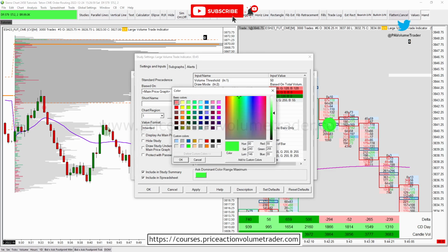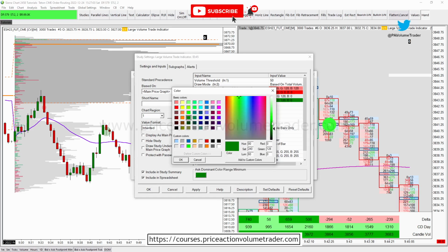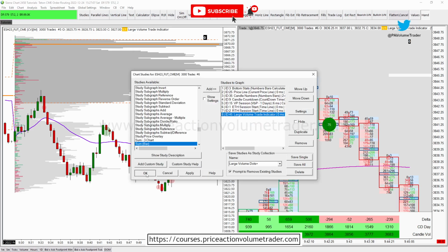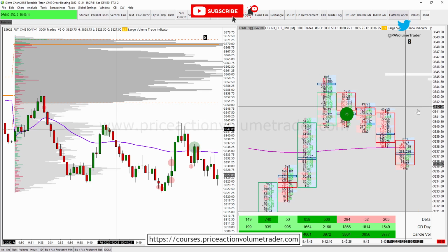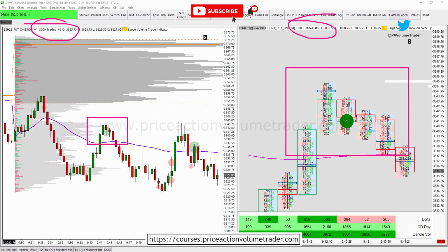Okay, well, let me make this darker and this lighter. Okay, so right there. As you can see, this is the same thing, except this is my 3000 tick chart and this is my 3000 tick footprint. So we are analyzing this swing high, which is this right here.